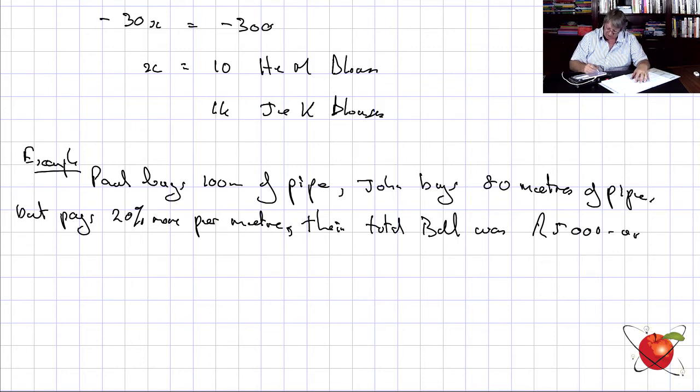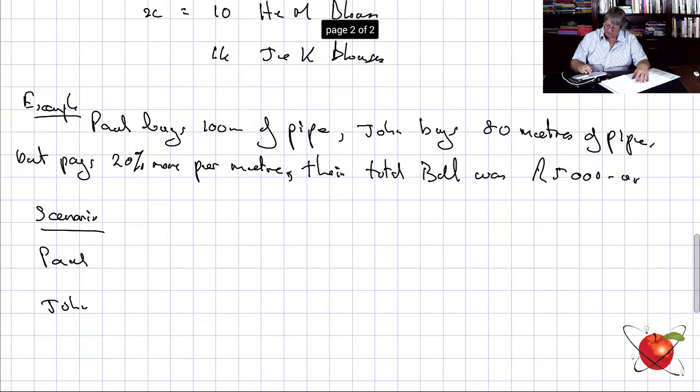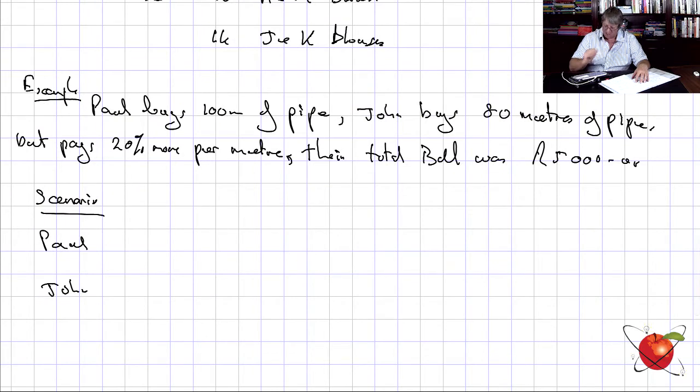So this is now our scenario. We have Paul and we have John. Let me move it down a little bit over here, if you don't mind. The scenario that we put in is financial. So I put in quantity, unit rate or unit price. And over here, I put amount.